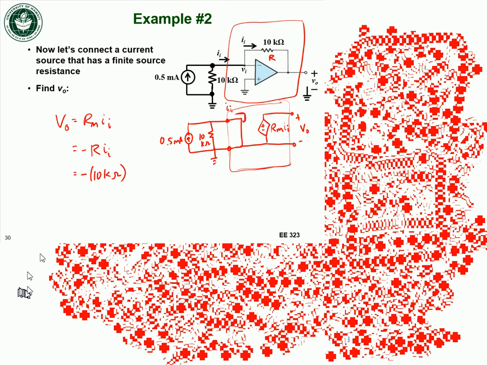What's this current here? This is half a milliamp. So II is also half a milliamp because this is a short right here. So it's not going to want to go through the path of the resistor. It's just going to follow the short circuit.